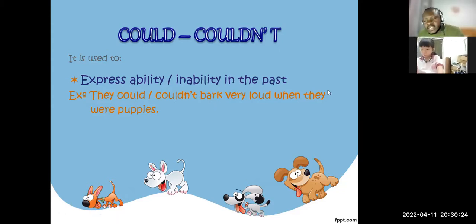So for example, let's take a few examples. Can we say, I couldn't talk for a long time when I was a baby? I couldn't walk a long distance when I was a baby. For example, you can say, I couldn't run when I was a baby. All I could do was crawl. So that is what we say.